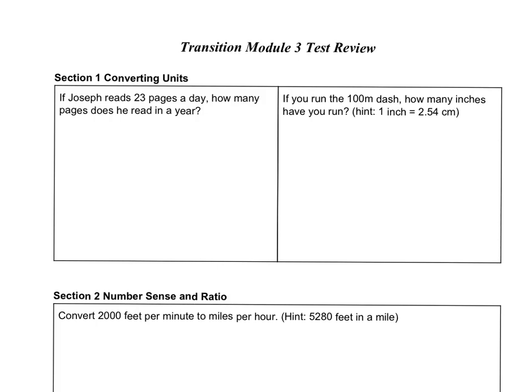So I'm going to review the topics from Module 3 before you take your test. In Section 1, we talked about converting between units. If Joseph reads 23 pages a day, how many pages does he read in a year? We currently have 23 pages per day, and we want to convert to pages per year. What I'm trying to get rid of always goes in the opposite place.